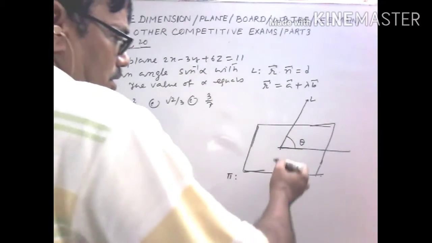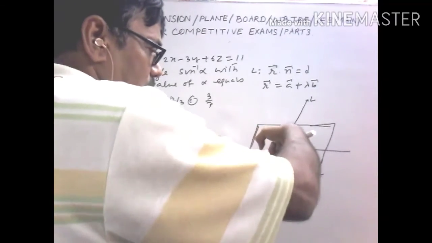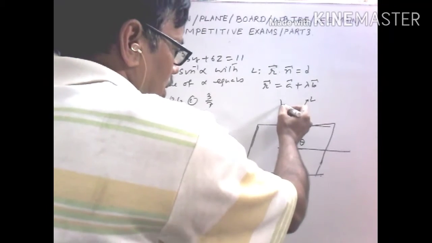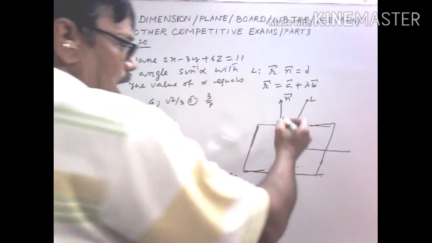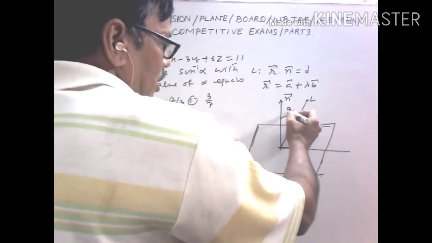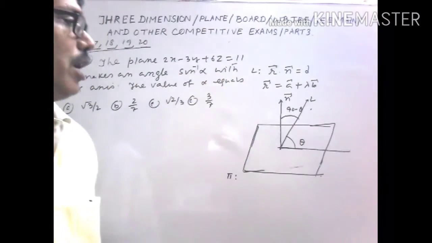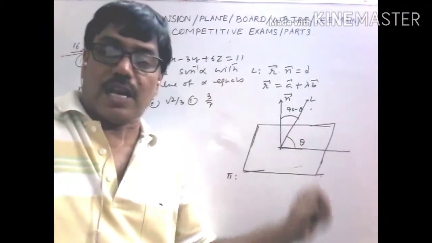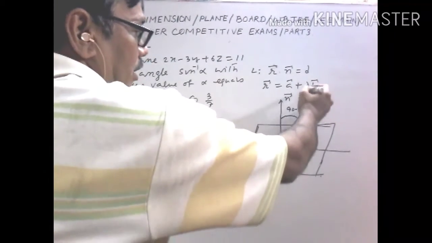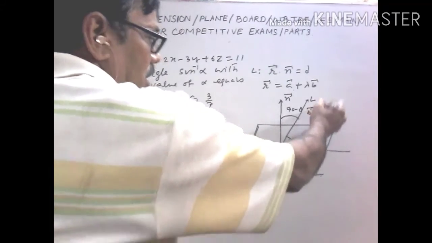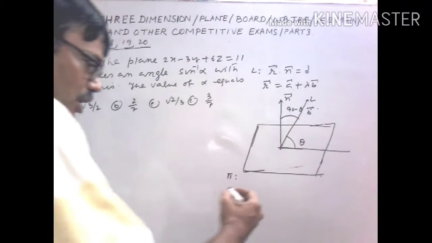But we are interested in finding the angle between the normal of the plane and the line. So suppose this one is the normal, n vector. The angle between the normal and the line is 90 minus theta. So this is our working tool. The angle between plane and line is theta. Therefore the angle between the normal of the plane and the line, this is b vector parallel to the line, that is the angle between n and b is 90 minus theta.